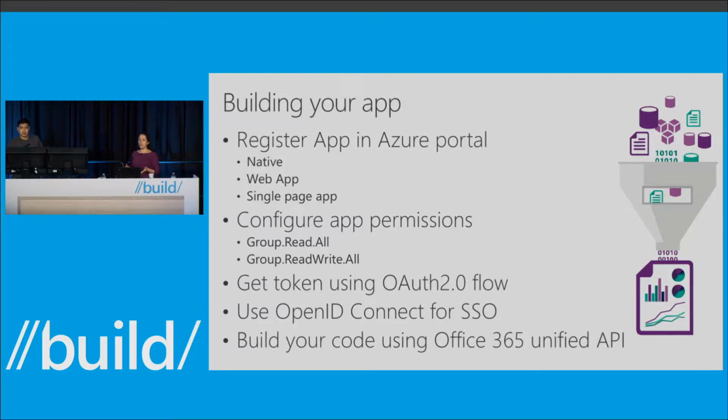And then on top of the OAuth 2.0 flow, we have OpenID Connect, which is basically a mechanism that allows you to do single sign-on. It gives you an ID token with basic information about the user. You can use this to do the single sign-on, in addition to just getting the token back to access the API. Once you have done these one-time-only steps, you can just go and build your application against the Office 365 Unified API and take it from there.